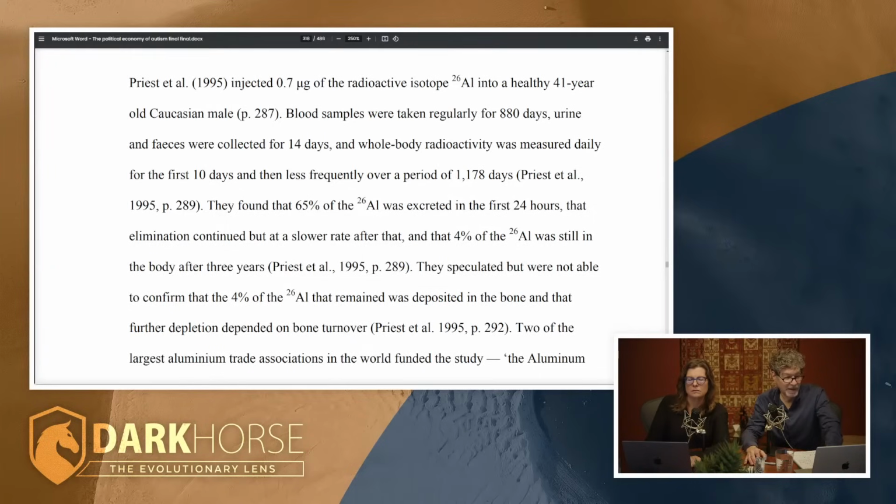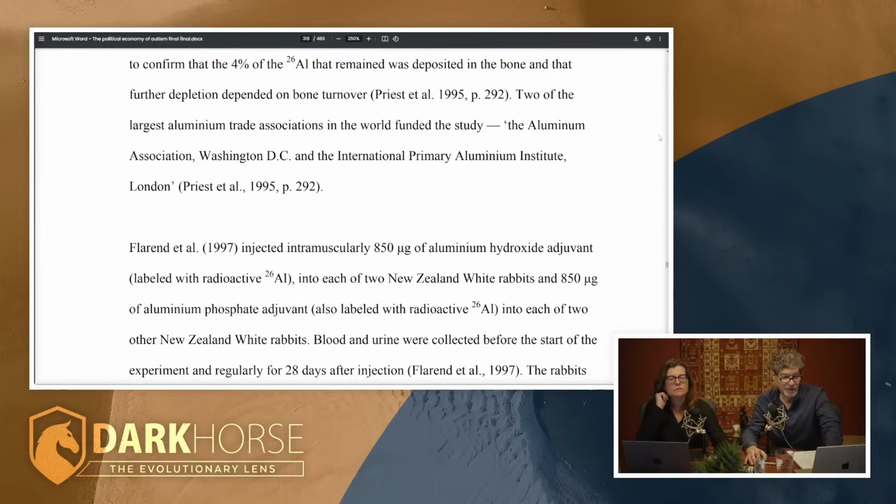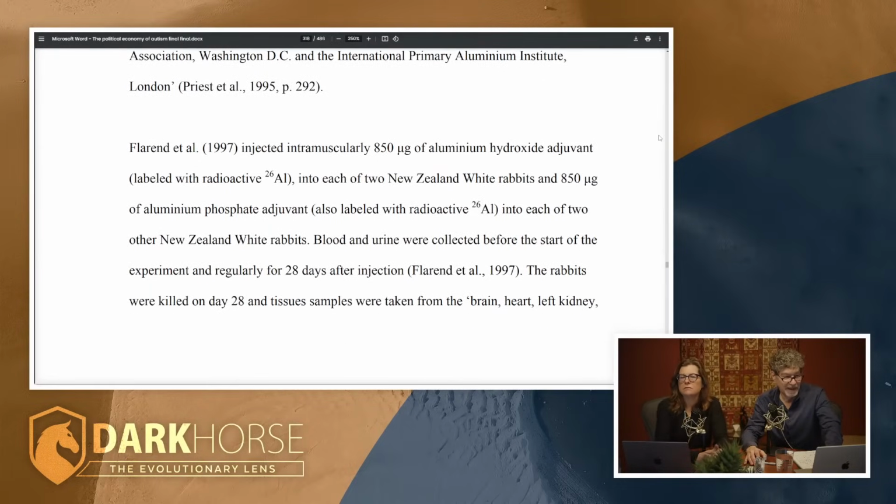Two of the largest aluminum trade associations in the world funded the studies: the Aluminum Association in Washington, D.C., and the International Primary Aluminum Institute in London. Okay, so that's one of the 4 studies, and it looks at one guy. Let's call him Bob. Yeah, one guy. Okay. Cool. Flarend. And there's a lot of inference as well. Yeah, a lot of inference and some conflicts of interest.